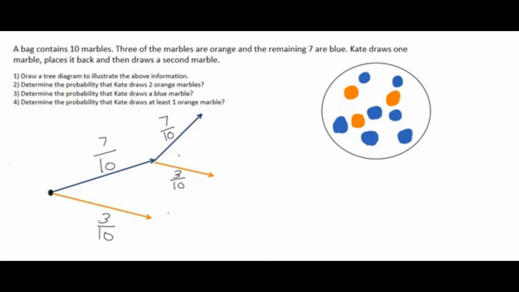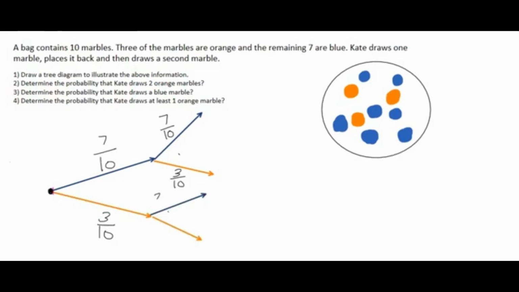Now, let's imagine instead that Kate went down this path the very first time. Well, then when she does her next draw, these are her 2 possibilities, and once again, the probabilities would be 7 out of 10 and 3 out of 10. Now that everything's complete, we need to look at the different combinations. So if Kate did this, that would be a blue marble and another blue marble. So I'm going to call this the blue-blue branch. Likewise, this will be the blue-orange branch. This would be the orange-blue, and this would be the orange-orange.